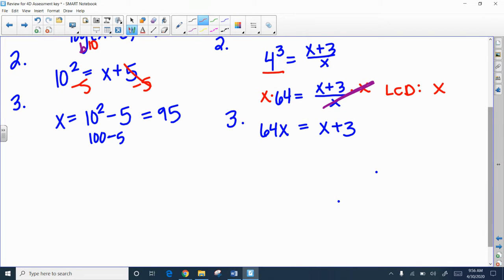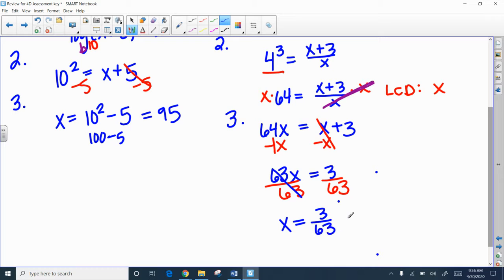So now I have to solve. We're trying to get the x's by itself, but right now I have x's on both sides of the equal sign. So to solve that, I subtract the x from both sides. I need all the x's on one side. Remember, that's like a 1x. So 64x minus 1x is 63x. Okay, so we still have an x there. So 63x equals 3. Now, to get the x by itself, I have to divide both sides by 63. And so now we got x equals 3 over 63. You can reduce that to 1 over 21.